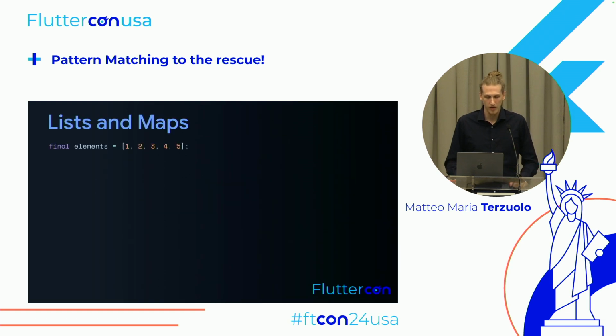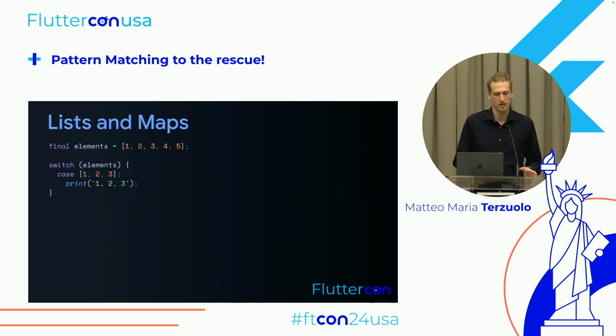Lists and maps. So we have a simple list, and we switch on the elements. We can now put lists inside cases. So in that specific scenario, we are checking if the list contains 1, 2, and 3, and only those values. So it is really, really specific.